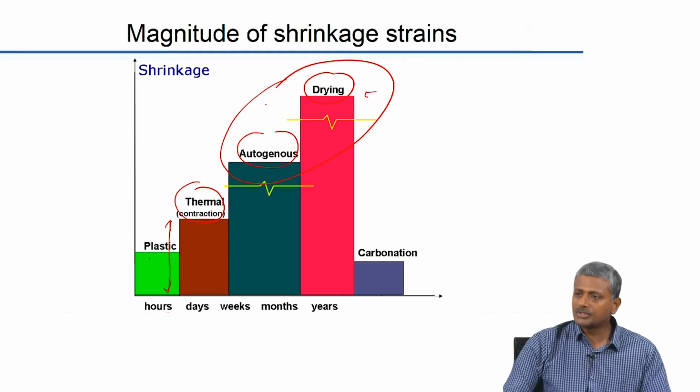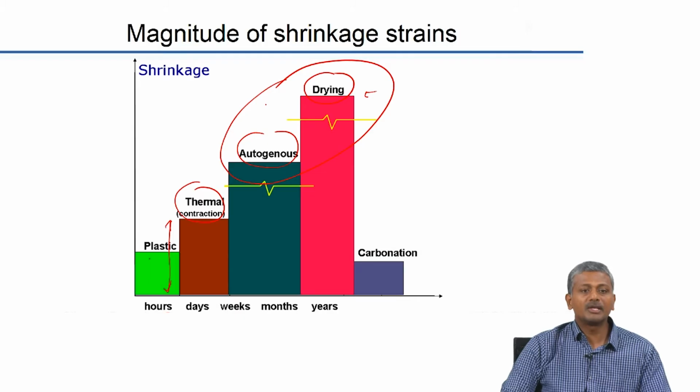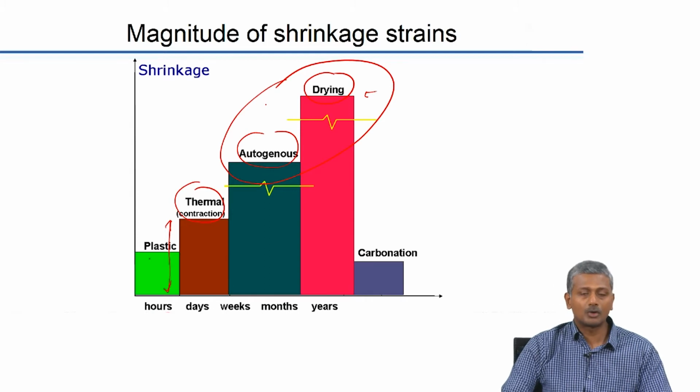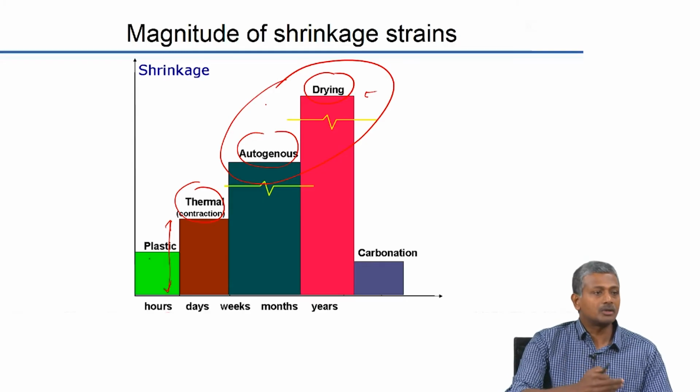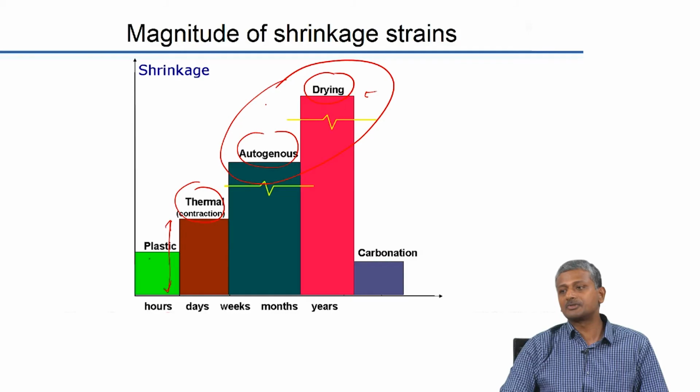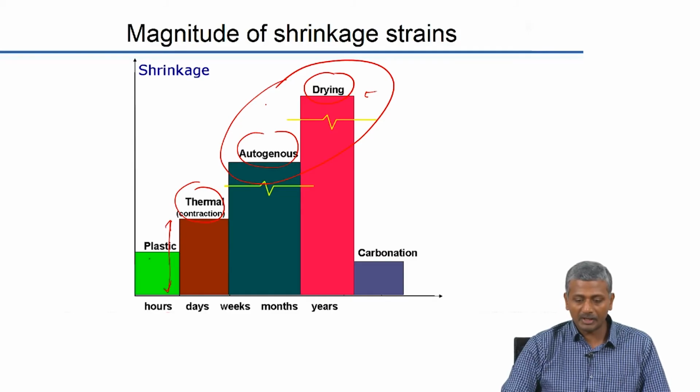Now what is autogenous? What is meant by the term autogenous? Without any external drying, the concrete still shrinks. That means there is some internal drying happening in the concrete, and that is what is called autogenous shrinkage. Drying shrinkage typically is associated with the drying of water or losing of water to the external environment. Okay. We will look at the mechanisms which cause these shrinkage problems a little bit later.